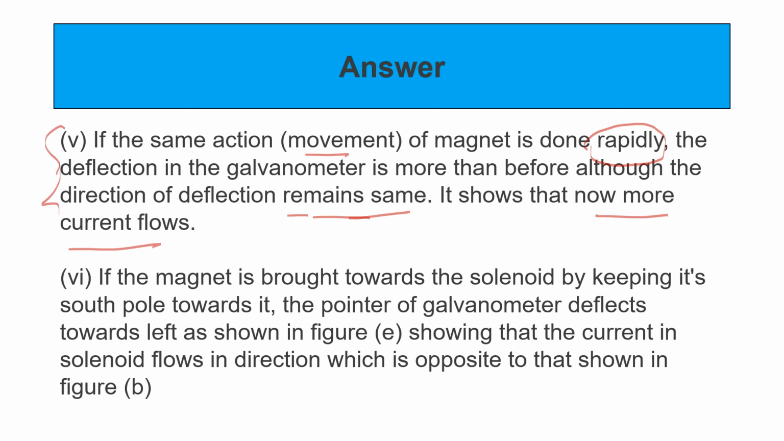For this the diagram is not shown. For the sixth observation, if the magnet is brought towards the solenoid by keeping its south pole towards it, the pointer of the galvanometer deflects towards left as shown in that diagram, showing that the current in the solenoid flows in the direction which is opposite to that shown in figure B.